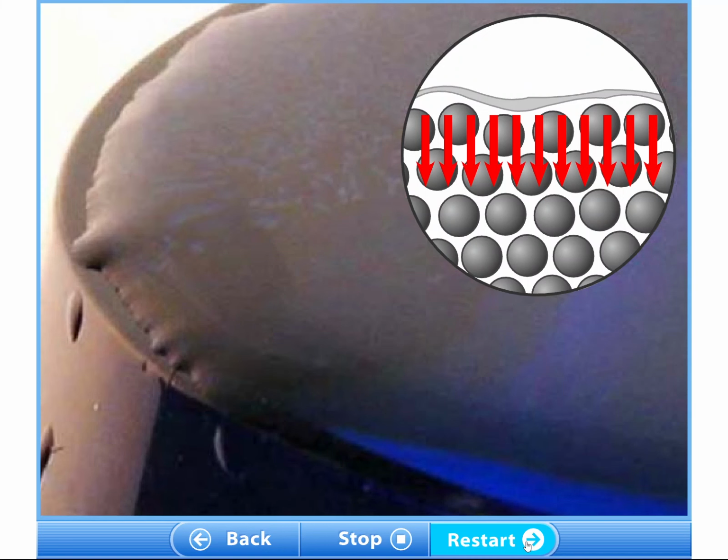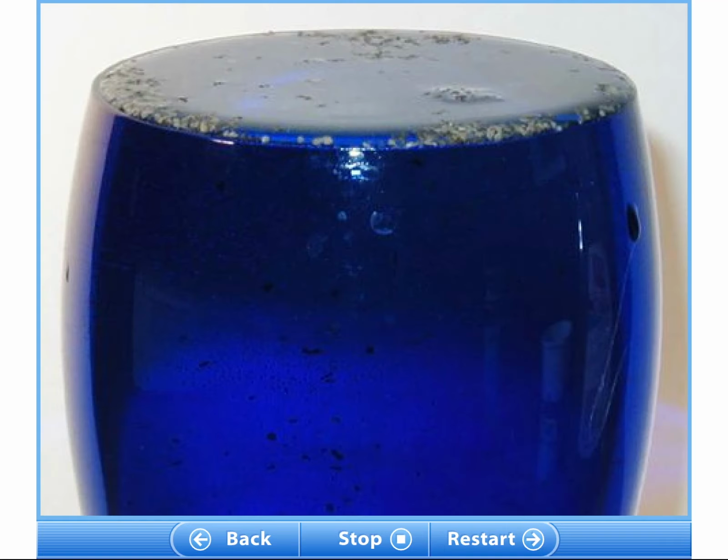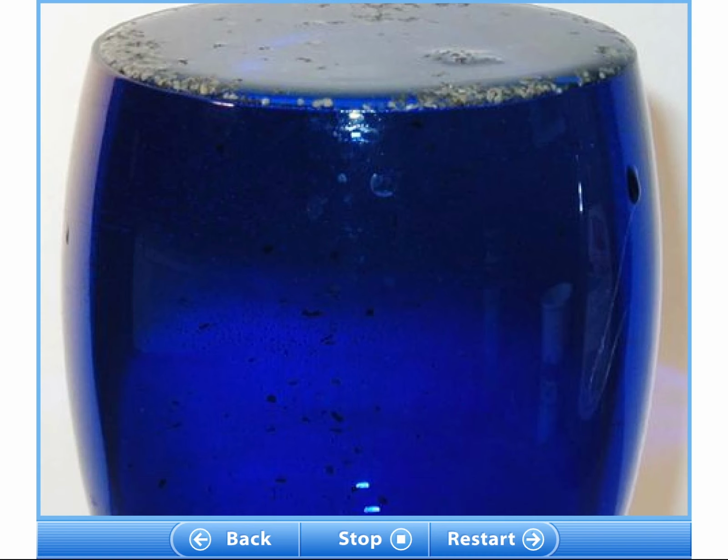Surface tension keeps the water in this glass from overflowing. If we sprinkle pepper on the water, surface tension supports it. Some substances, however, can disrupt surface tension. If a surfactant, such as soap, is added, the pepper sinks.